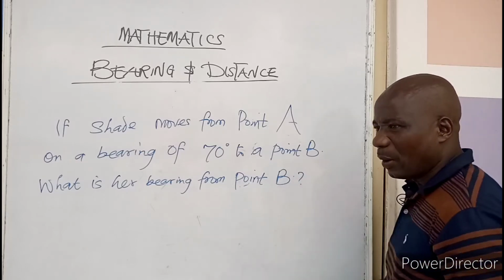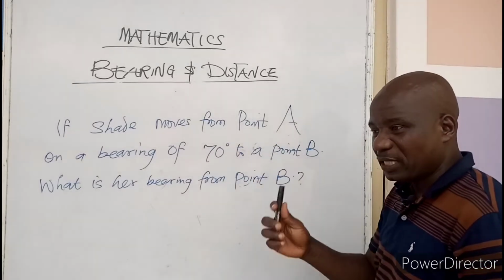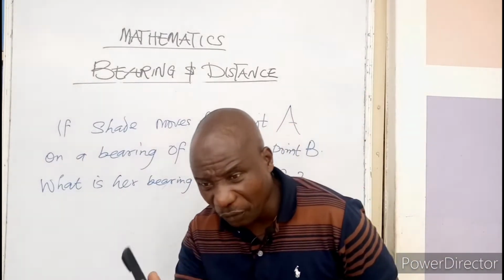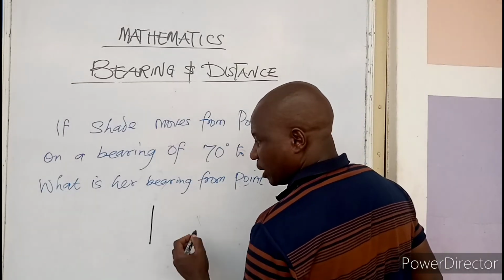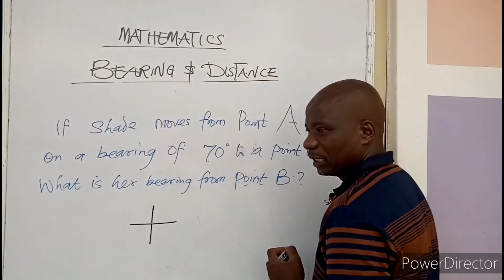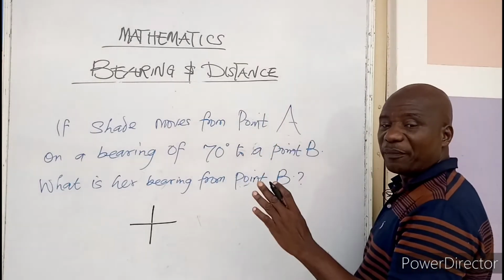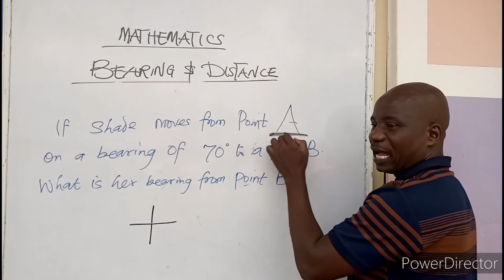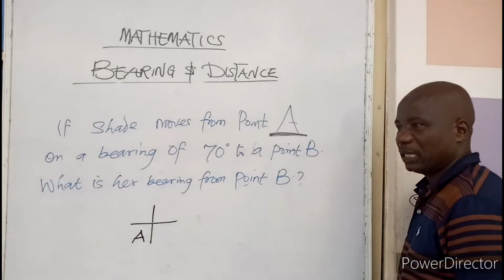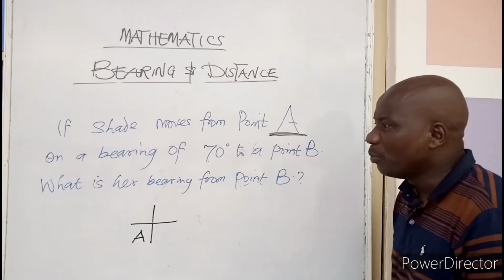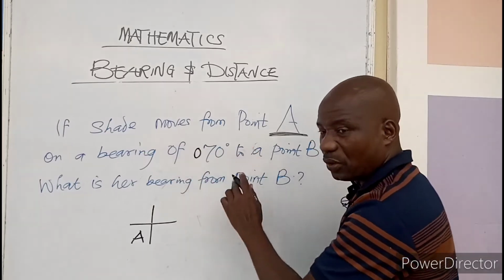Now, look at what the question is saying. They said if Shade moves from a point. Look at the word from, that is the starting point. From here we have the solution now. From where did she start her movement? From point A. I will now write my A here. How did she move? She moves on a bearing of what? 70. That is 070.